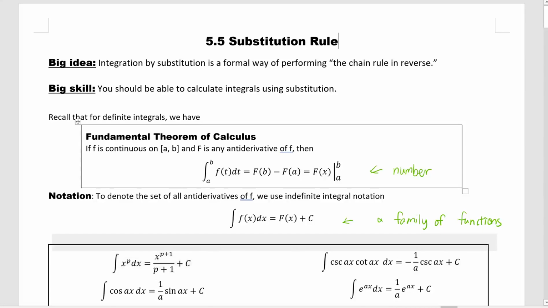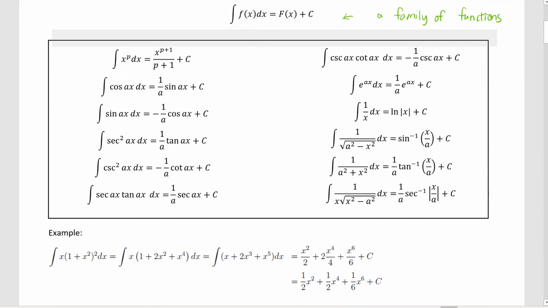Okay, so here are the antiderivative formulas. We talked about that in section 4.8. The integral of x to the p equals x to the p plus 1 over p plus 1, and don't forget plus c. The integral of cosine ax is 1 over a sine ax, because the derivative of sine is cosine. The integral of sine is negative cosine, because the derivative of cosine is negative sine. When you differentiate, you multiply by a because of the chain rule, but when you integrate, you divide by a.